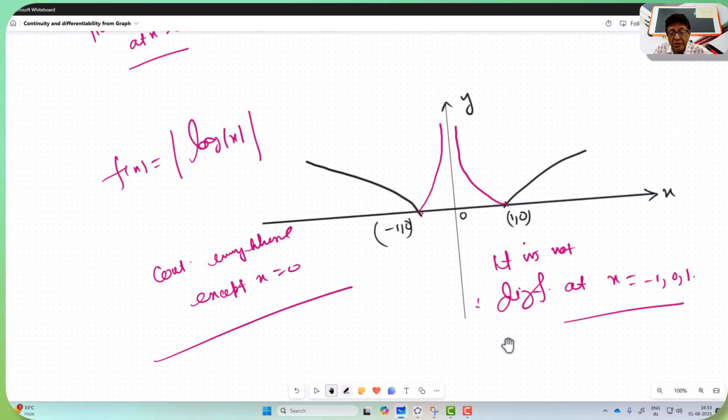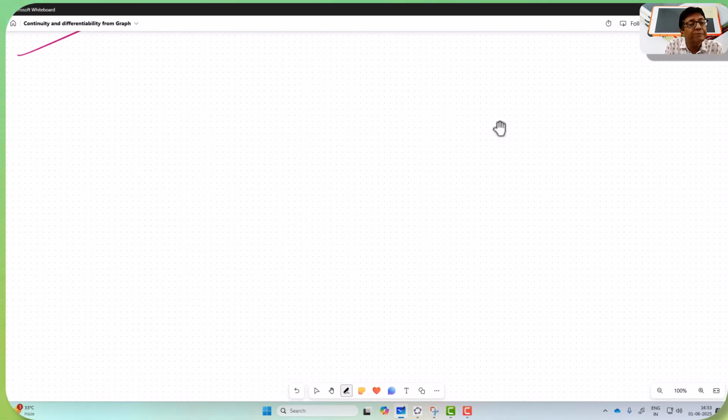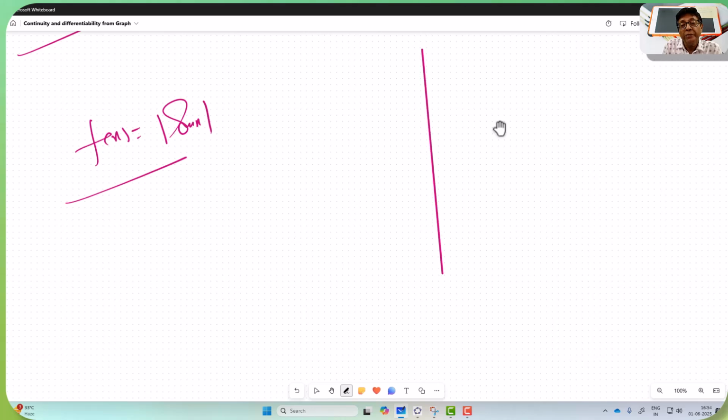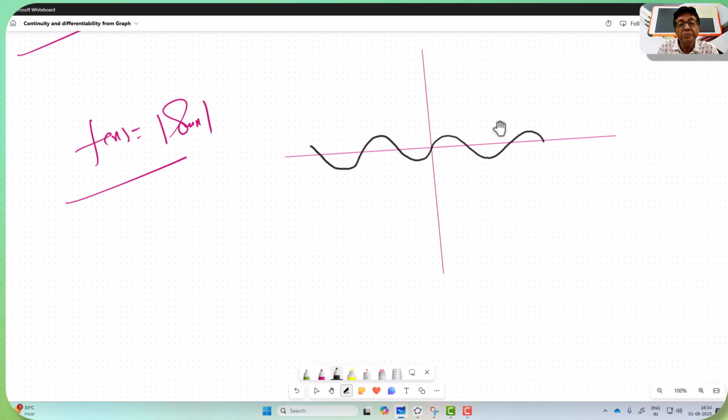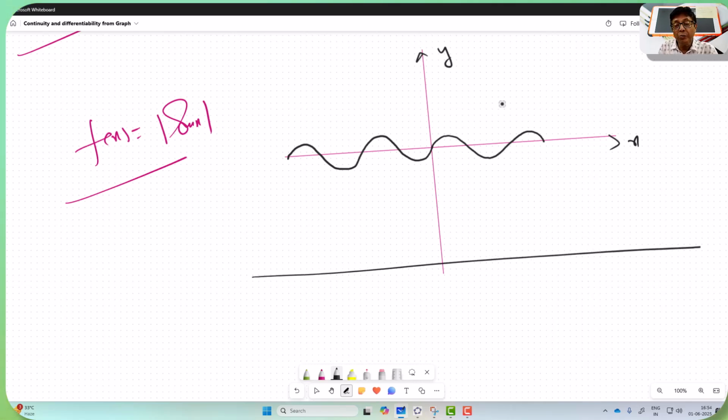Isn't it? Now let us go for a few trigonometric functions. Say f(x) equal to mod sin x. Let us go for it first. Mod sin x, how to plot? I am taking a small portion of the graph of sin x first. The same manner on the left side also. Okay, this is the graph of y equal to sin x. Now how to plot the graph of y equal to mod sin x?